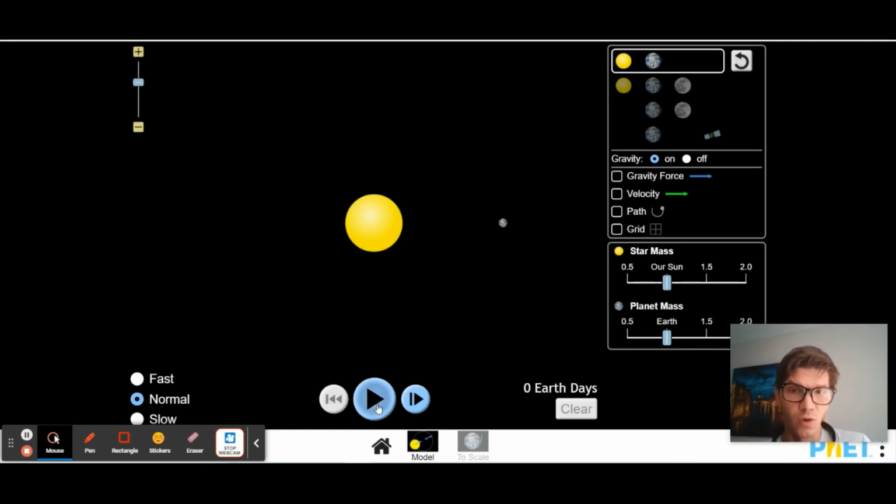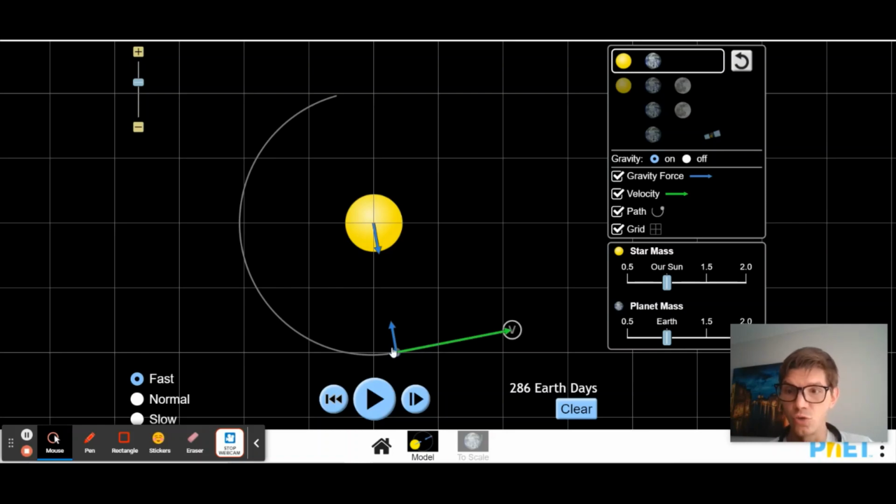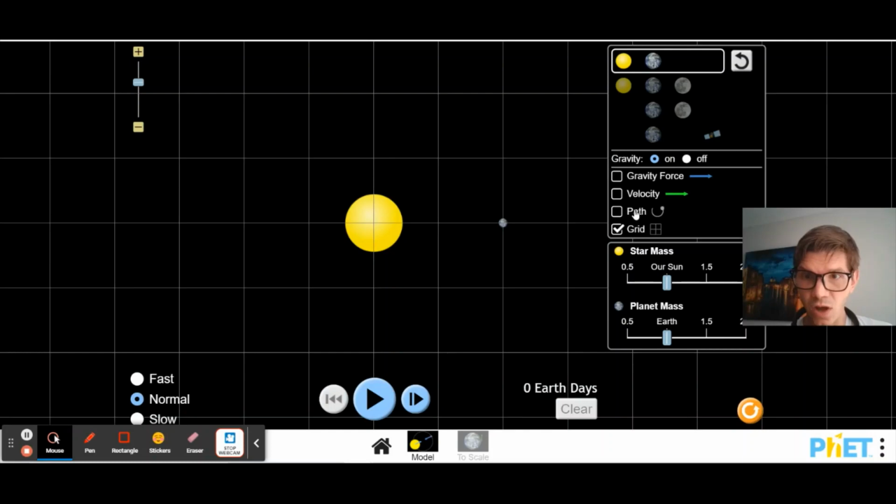So in order for a planet or any celestial object to orbit around another celestial object, we're going to need two things. The first is going to be the force of gravity, and the second is going to be velocity, which is speed, and that velocity is going to be at a right angle, or perpendicular, to the force of gravity. So there's a lot to cover here. We will start right from the beginning. So let's turn the grid on and the path on.